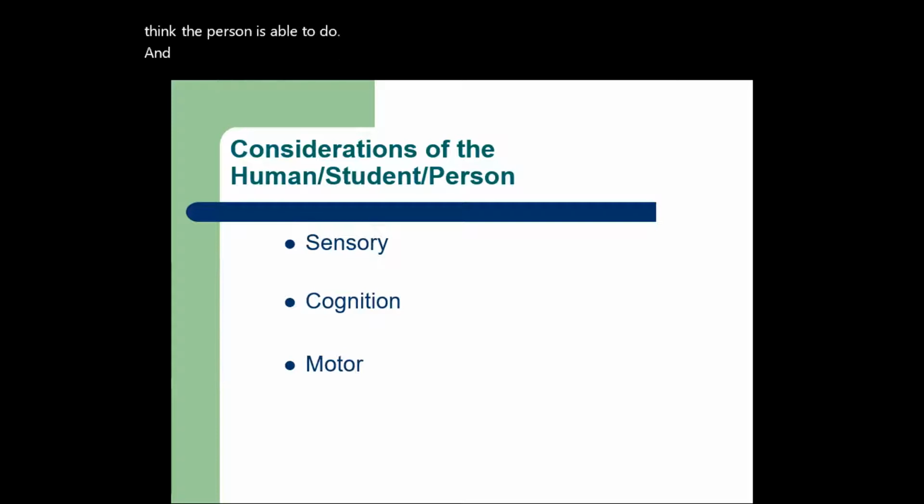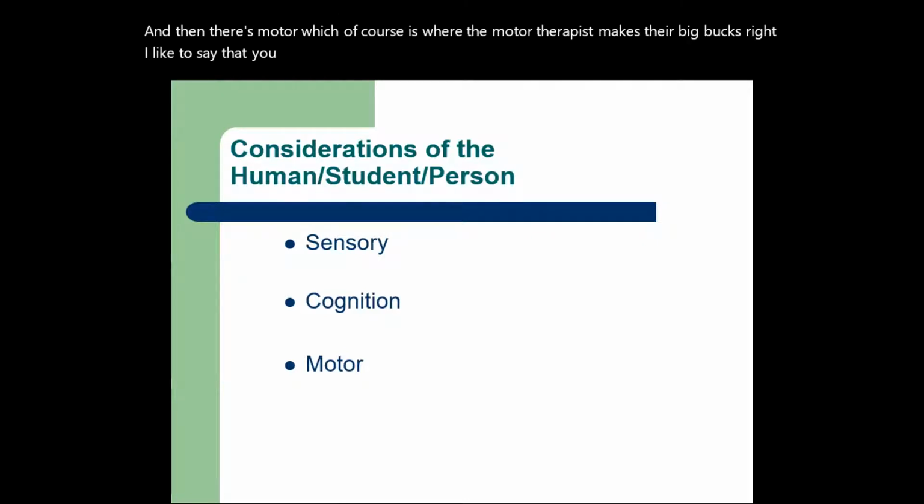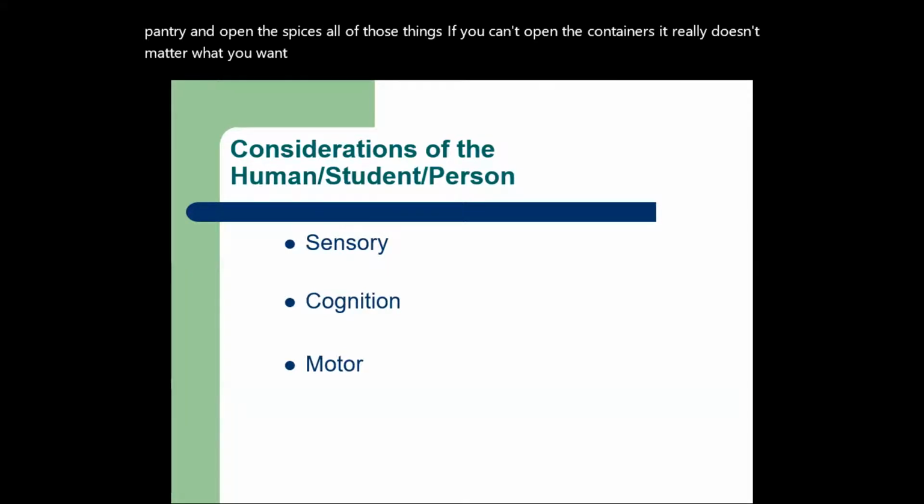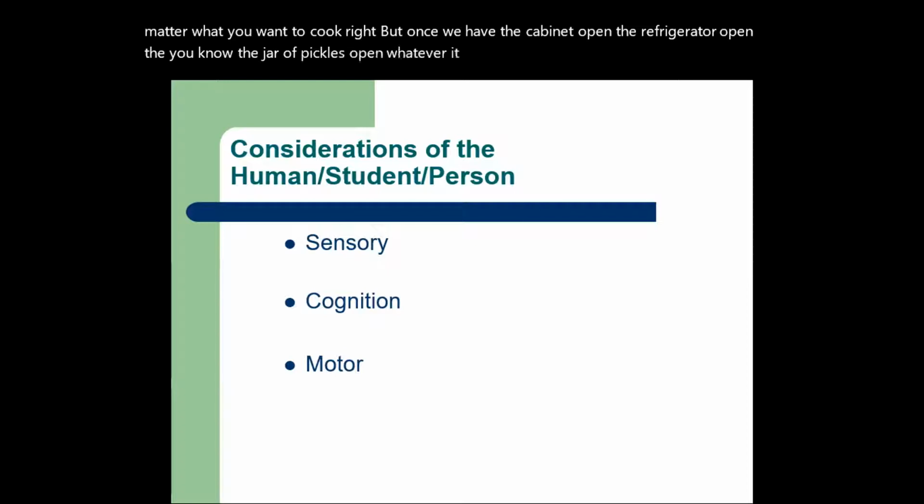And then there's motor, which of course is where the motor therapist makes their big bucks, right? I like to say that cooking starts with being able to open the fridge and open the pantry and open the spices, all of those things. If you can't open the containers, it really doesn't matter what you want to cook, right? But once we have the cabinet open, the refrigerator open, the jar of pickles open, whatever it is, once we have those containers open, you can make anything, right?